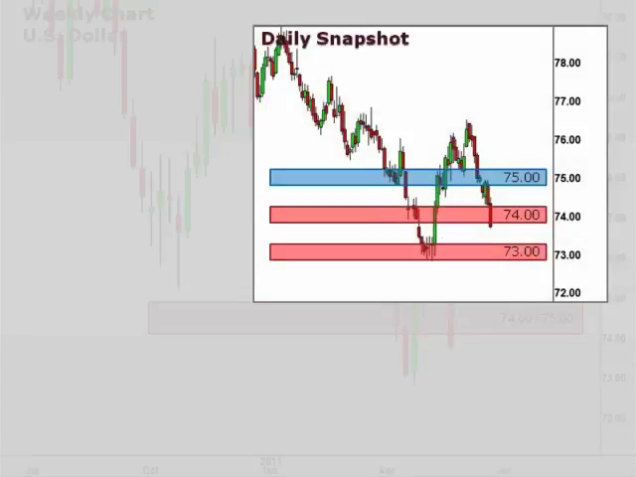Let's take a look at the daily chart. The daily chart reflects last Friday's close below 74, and without a reversal back above 74, we are likely to see 73 this week.